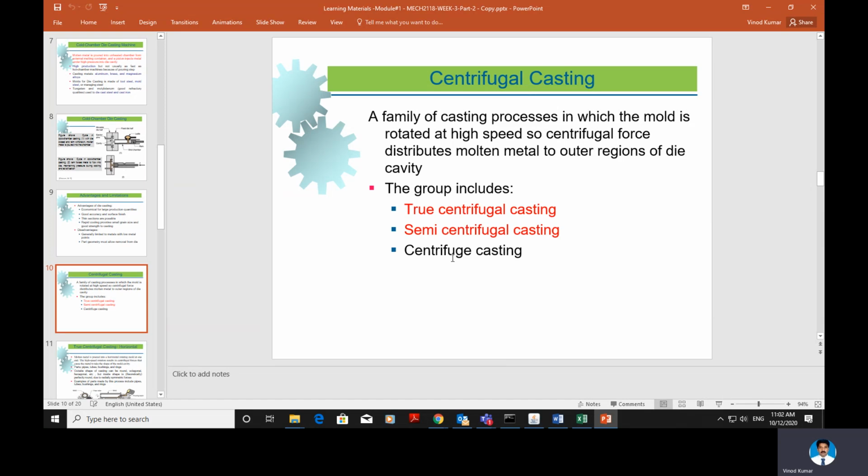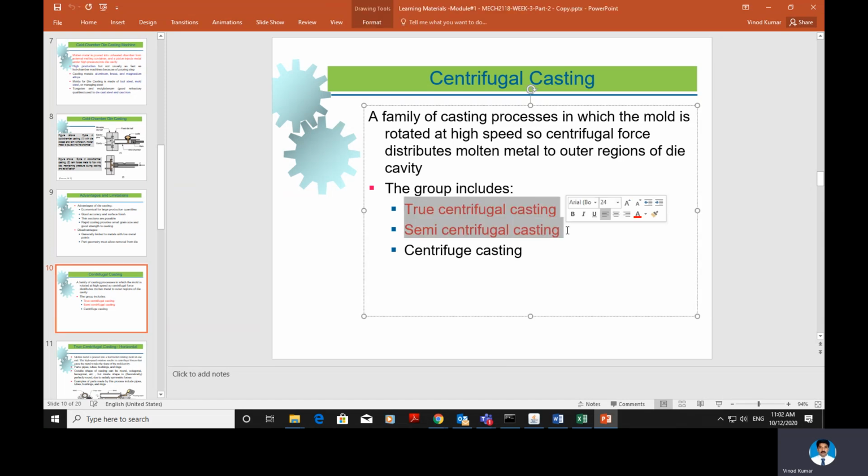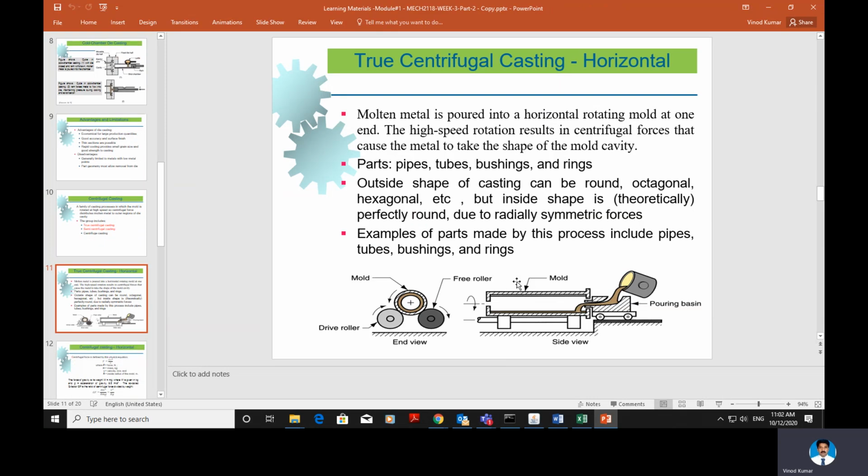With the help of centrifugal casting, we are going to discuss two main centrifugal casting techniques in here. First is true centrifugal and second is semi-centrifugal. In a true centrifugal, molten metal is poured into the horizontal rotating mold.